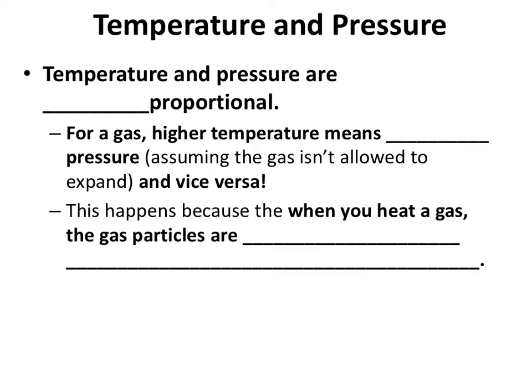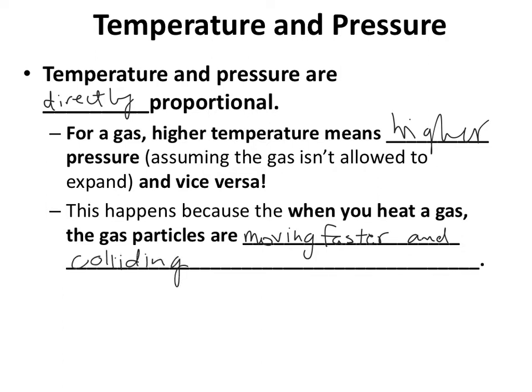So as we said, temperature and pressure are directly proportional. What this means is, for a gas, a higher temperature means higher pressure, and vice versa. If we have a lower temperature, we're going to have less pressure. This is because as we heat a gas, the gas particles are moving faster and colliding with the walls with more force. And this is exactly why you should never throw an aerosol can into a fire. They're already super pressurized, and if you throw that in, it's going to cause a really big explosion. So please don't do that.